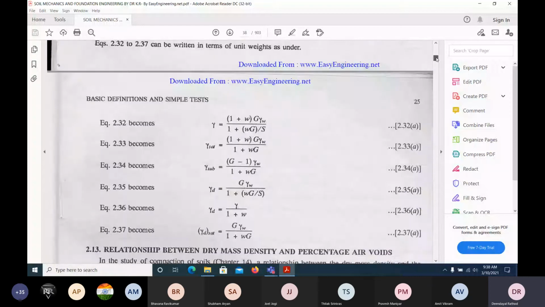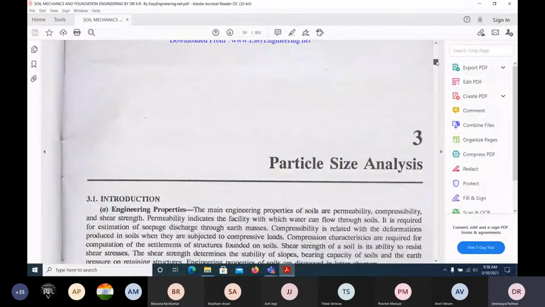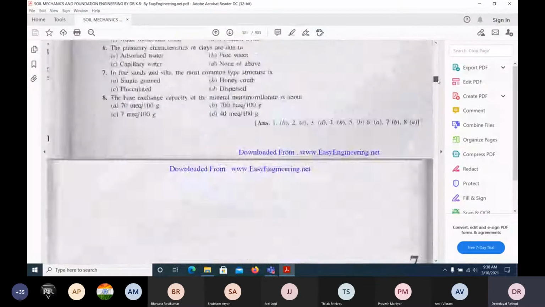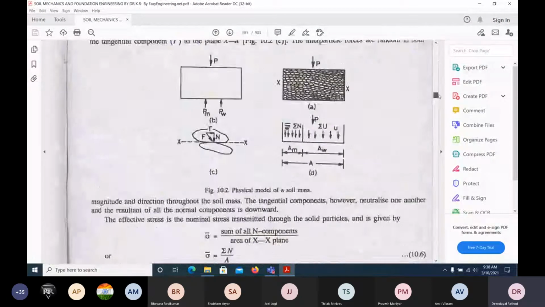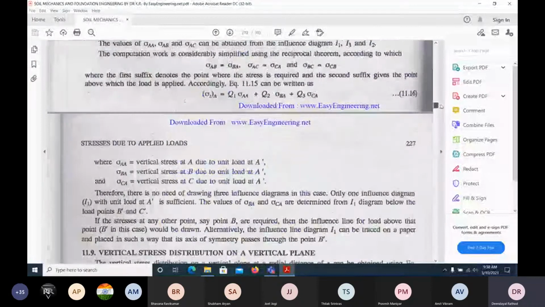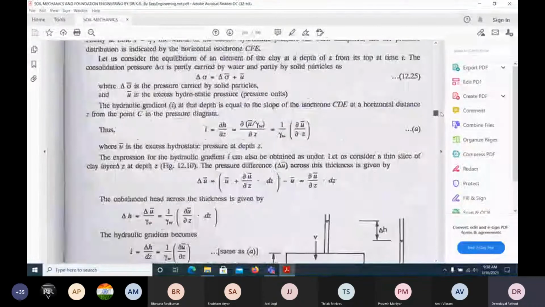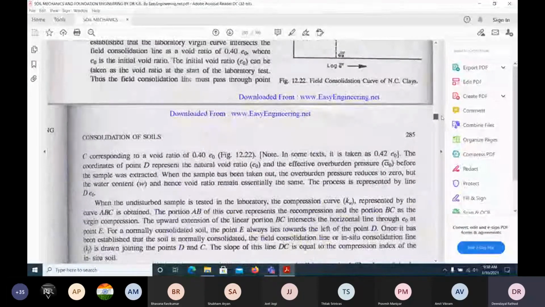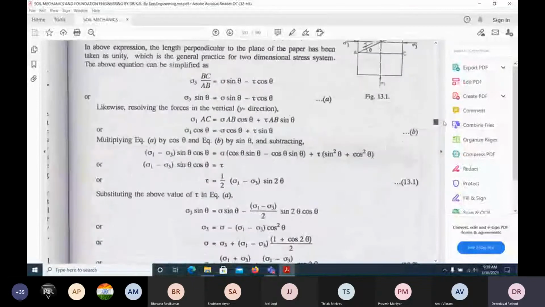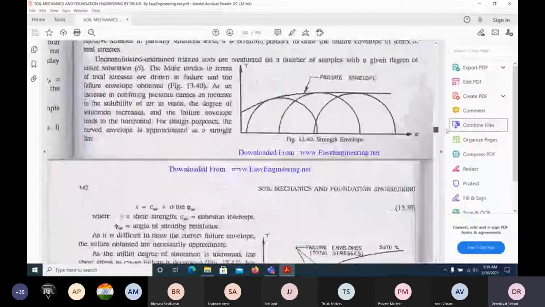So what we are going to discuss today is stresses due to applied load. Okay, that means we are applying some load, a surcharge load, or point load, or uniformly distributed load, or some load we are applying on the ground. Then what will happen to the stresses, that we are going to see. Okay, that is the 11th chapter.